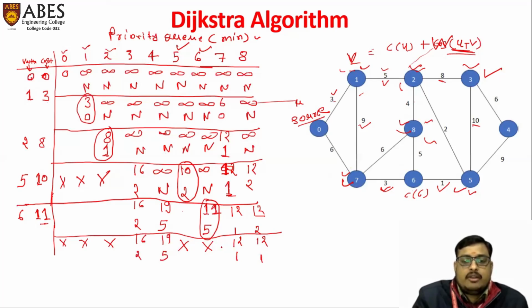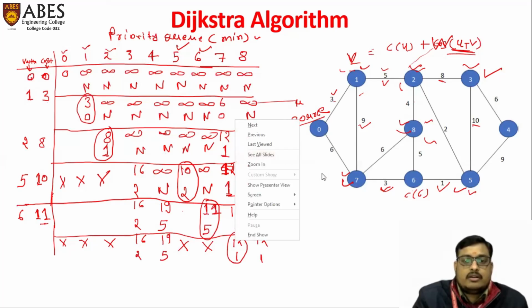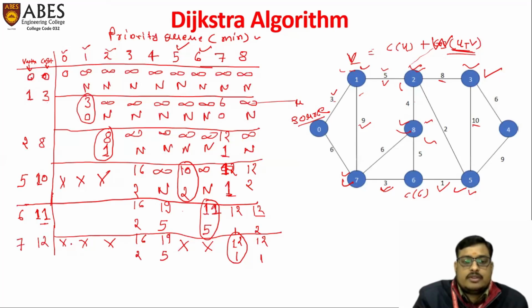Now again we'll extract min from this priority queue. We'll take vertex 7 from the priority queue. Here we can have the same cost value. In that case we'll take the first one in the sequence of their vertex numbers. So we'll select vertex 7, and the cost of 7 is 12. We'll extract vertex 7 and write its cost as 12.